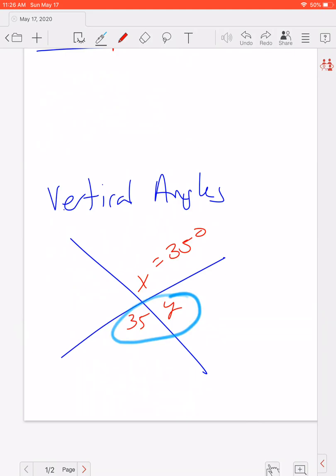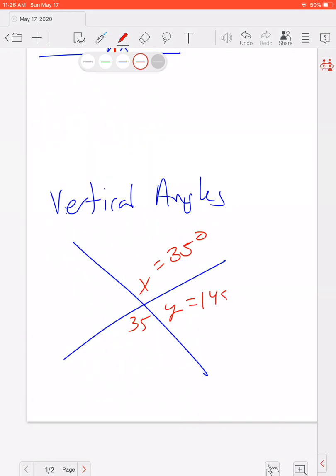So I can use supplementary angles here to figure out y, since I know that this other angle is 35. So we're going to do 180 minus 35. I must have liked the number 35 today. So that would be 145 degrees.